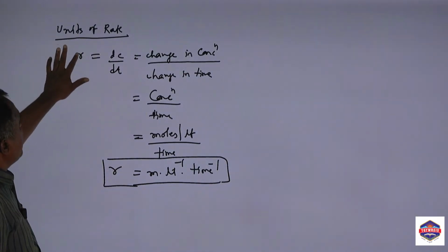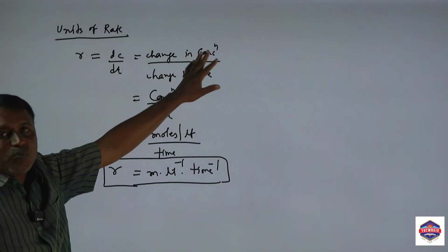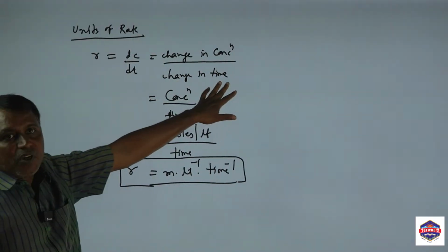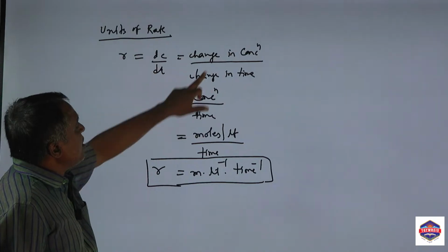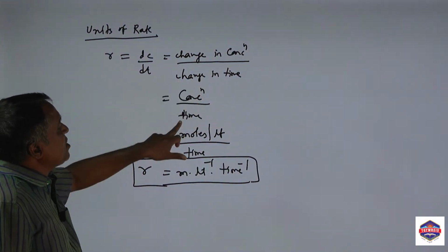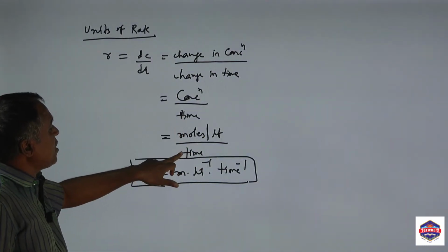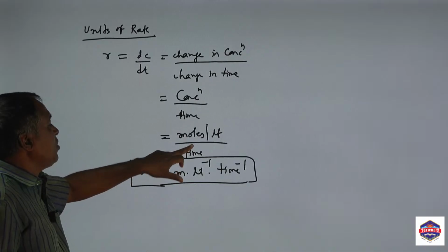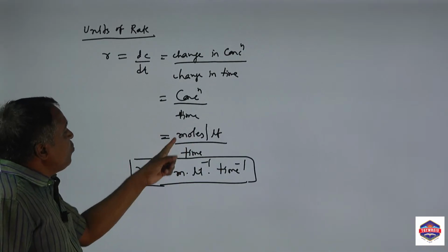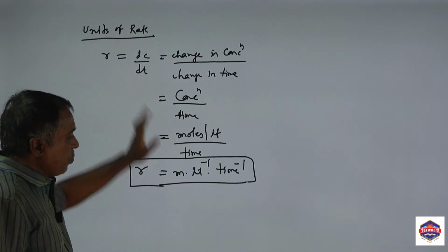So, again I will explain. R is equal to dc by dt, change in concentration of reactants or products upon change in time interval. Concentration units are moles per liter, and time units may be minutes, days, years, whatever it is. Therefore, mole, liter inverse and time inverse are the units of rate.